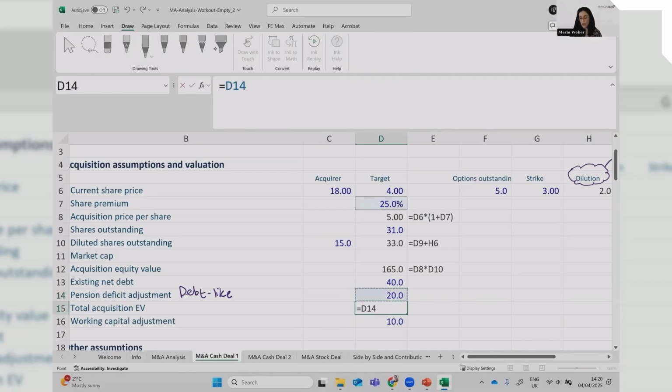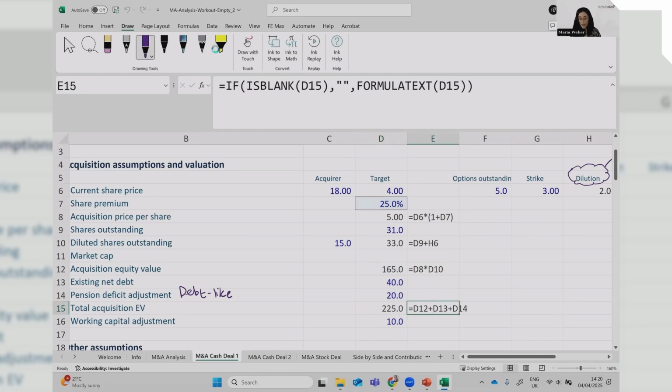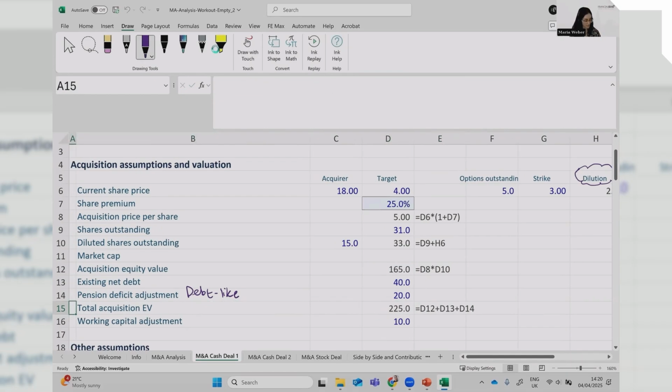So going over the bridge, we've got the equity value. I add to that any other financing items, so the debt and the pension deficit, and I would subtract cash, but I've already got net debt, and I would subtract any financial assets, which we don't have here. So we have got acquisition enterprise value of 225.